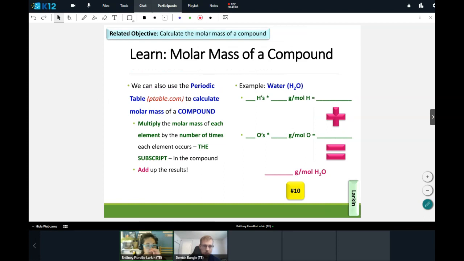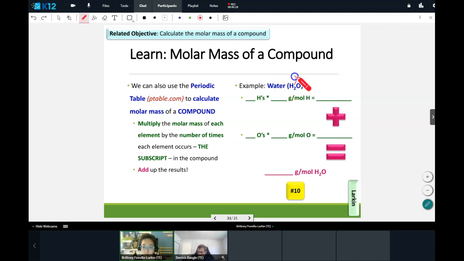All right. So far we have learned about how to find the molar mass of a single element, but we can also find the molar mass of an entire compound. But that is going to be a little bit more complex just because we need to actually add up some molar masses. So let's take a look here and actually practice it.